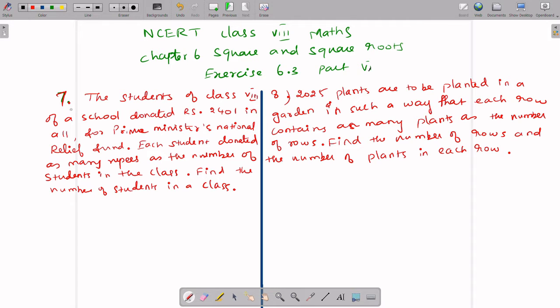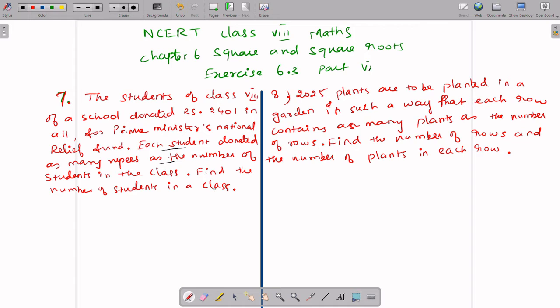The students of class 8 of a school donated rupees 2401 in all for the Prime Minister's National Relief Fund. Each student donated as many rupees as the number of students in the class. Suppose there are 5 students in the class, each student gives 5 rupees. 20 students in the class, each student gives 20 rupees. That is the meaning of this line. Find the number of students in the class.